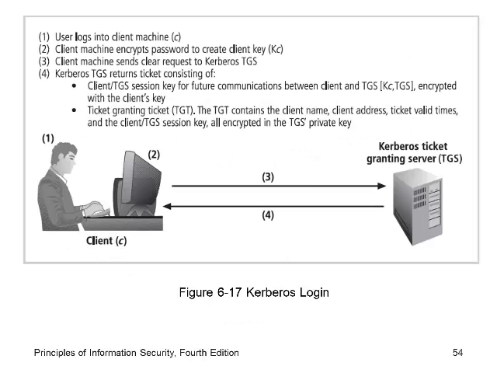Okay. Here's how it works. The user logs into a client machine. The client machine encrypts the password to create a client key. The client machine sends clear requests to the Kerberos ticket granting server. The server returns a ticket basically saying what I can access. Okay. That's how we do it.